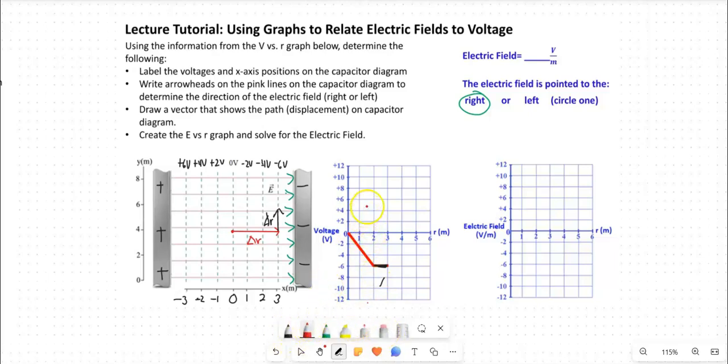So let's plot the slopes of each one of these things. Let's do the black one first because that's really simple. That slope is 0, so that voltage is 0. There's no electric field pointing upwards. That's kind of what it's saying right there. Interesting.